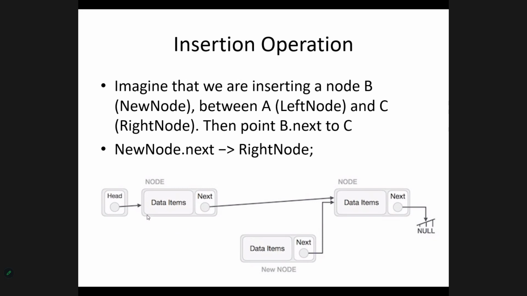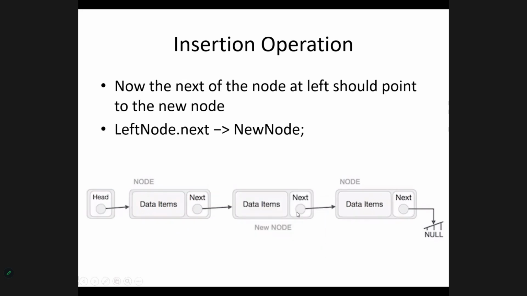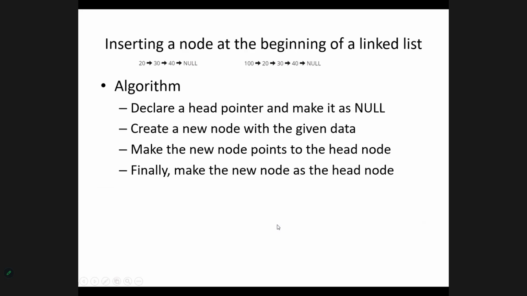The left node's next should be the new node, right? So this one, this is left node.next equals new node. Then this link is removed and we created two links. New node.next is the right node, and left node.next is the new node. So that means this item is inserted.